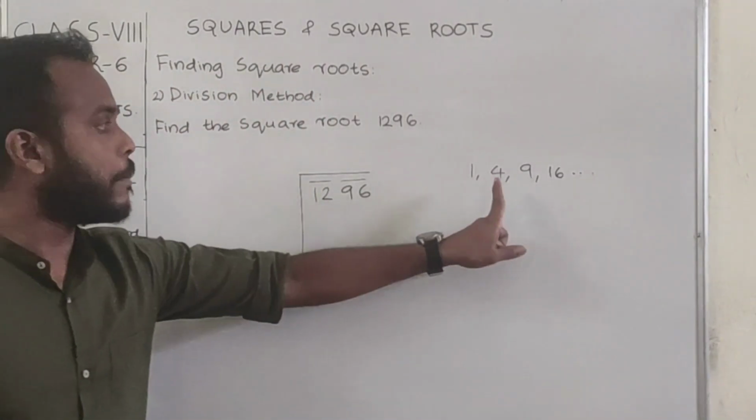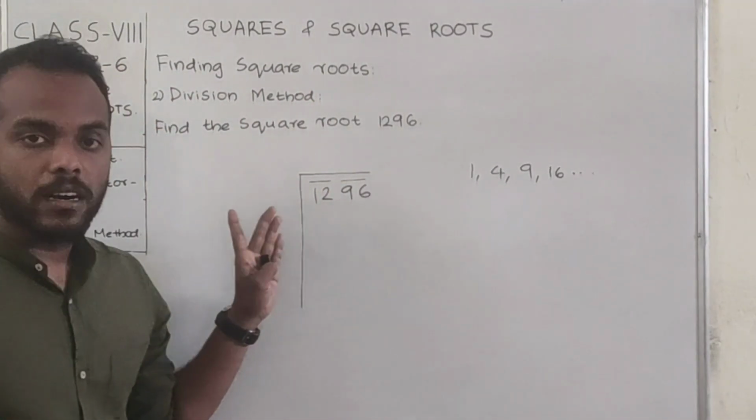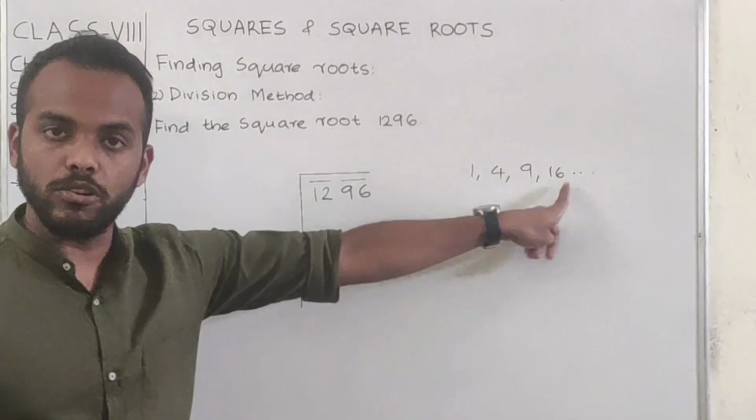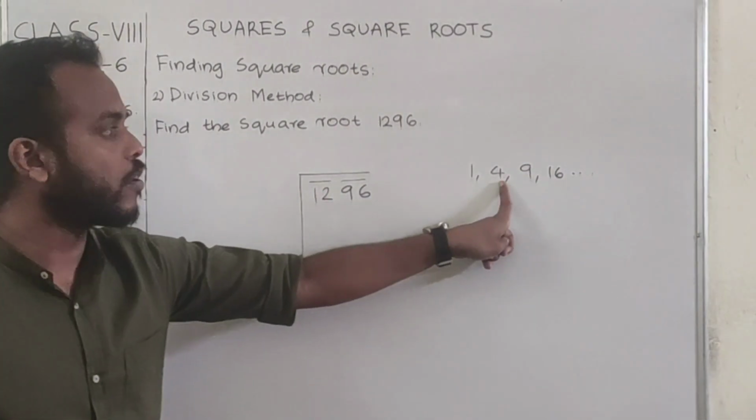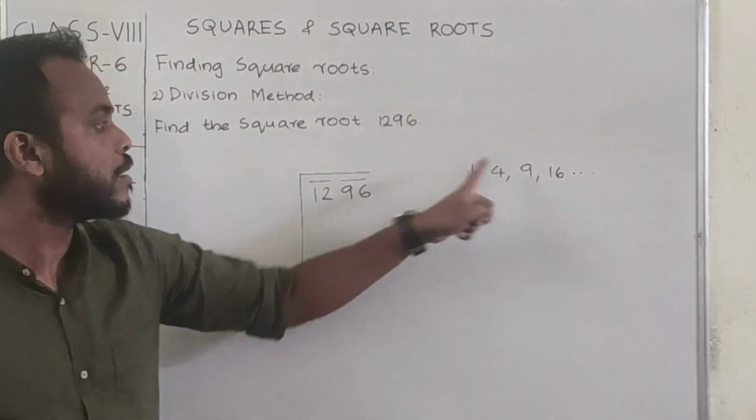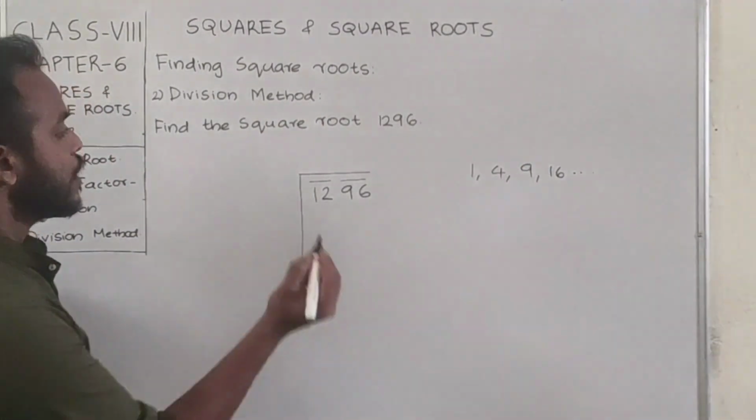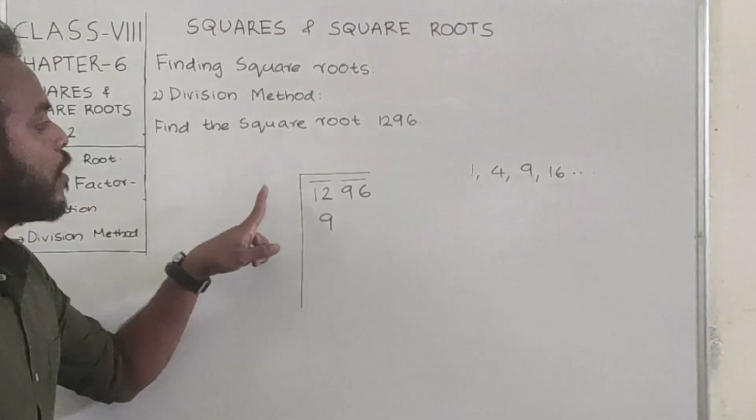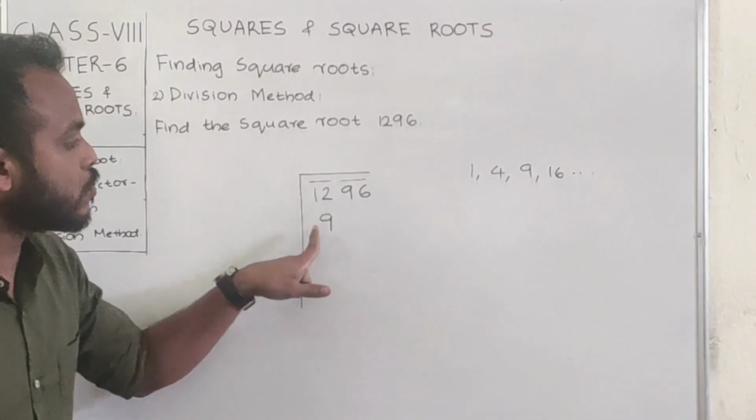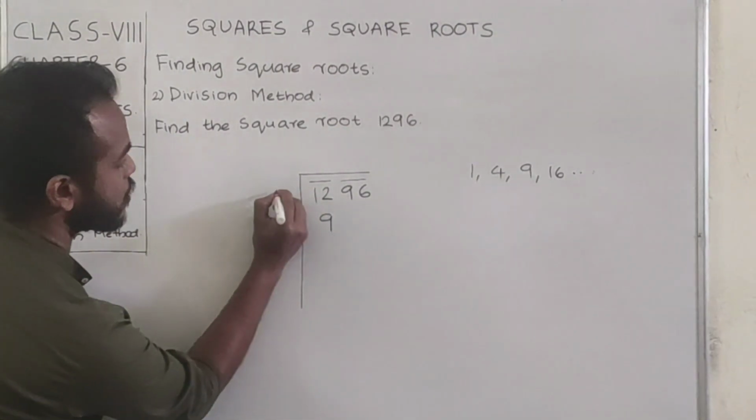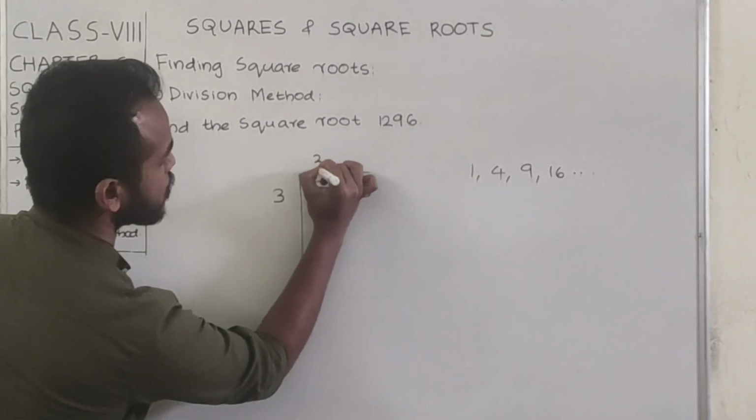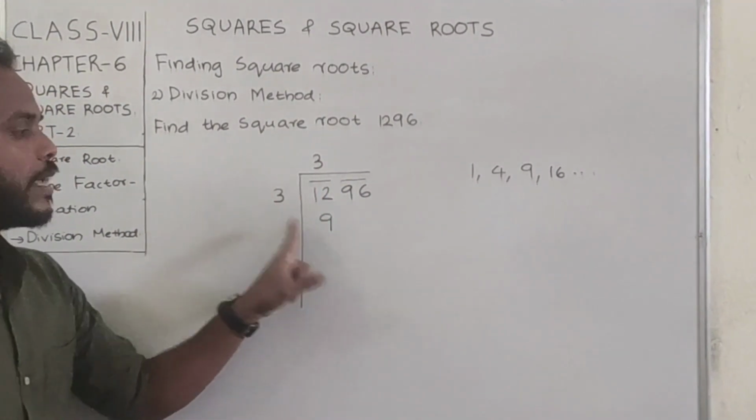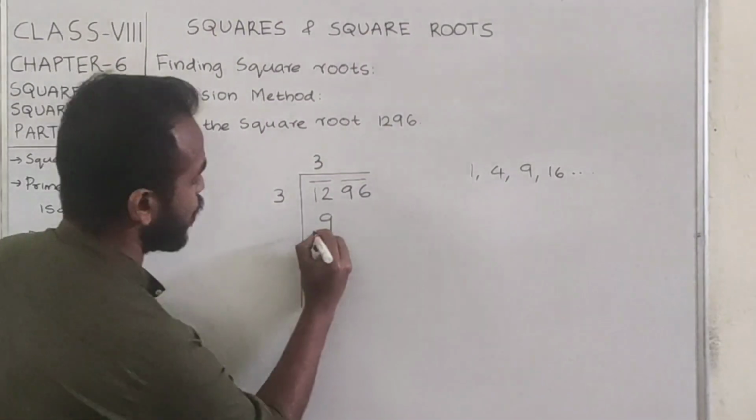Which is the number that goes easily under this one? Is it 16? No, 16 won't be possible. 4, but there is a 9 before this one, right? So we should write the number 9 over here. And over here, we should write the root of this particular number, that is 3. Now I hope you got the second step. Then we can write 3 into 3 is 9. So that is also verified.